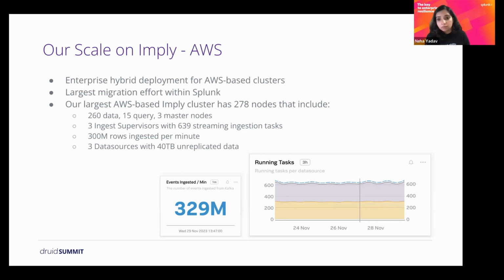We have 3 ingest supervisors enabled on our largest cluster with 639 real-time indexing streaming tasks. There are 300 million rows getting ingested per minute, and 3 data sources which contribute to 40 terabytes of unreplicated data. And I would like to bring up our data retention here again: the 40 terabytes of unreplicated data is a result of 8 days' worth of ingestion and not from months or years of data retention.